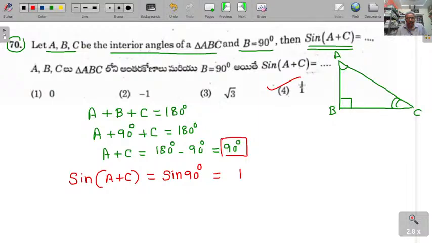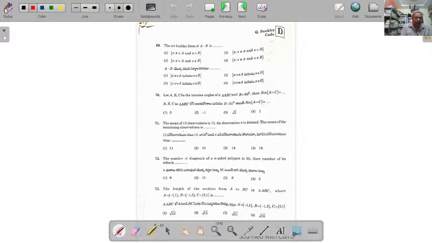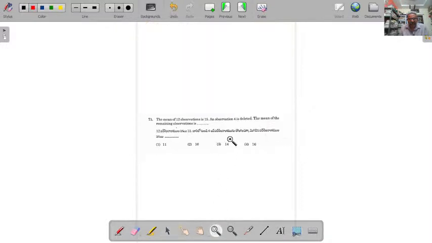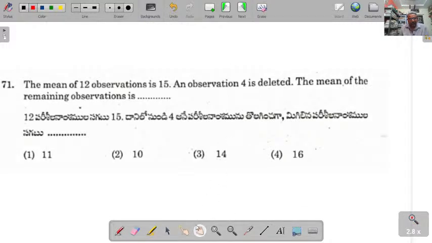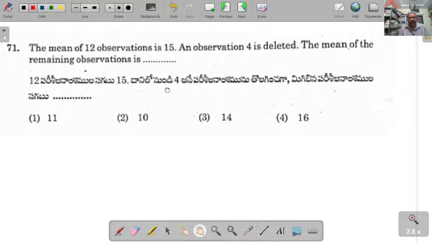Okay. So next, 71st question. Let us move to the 71st question. Very interesting question. So first let me read the question. This problem is related to the statistics chapter.